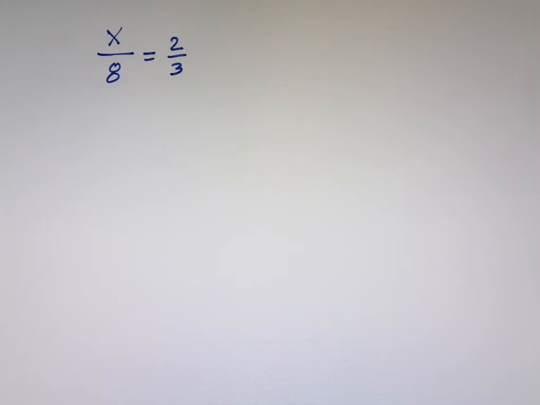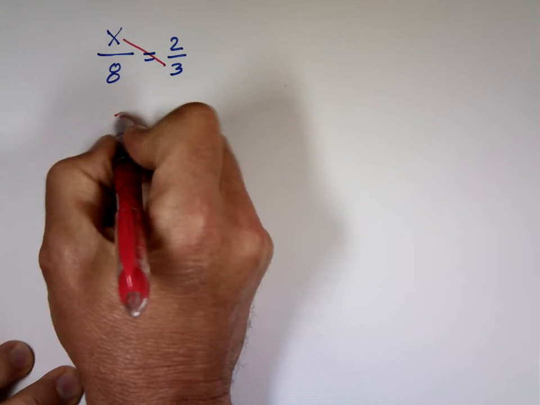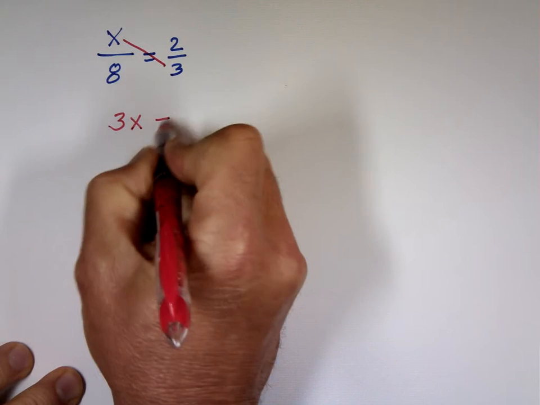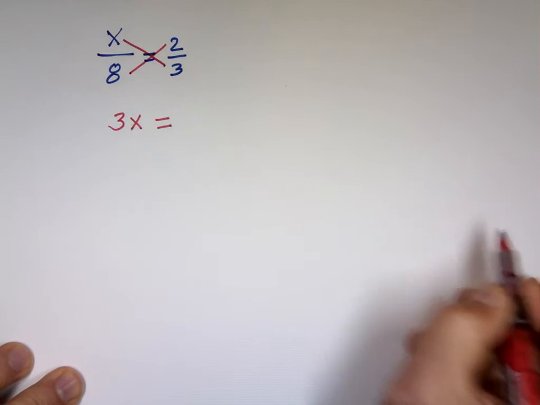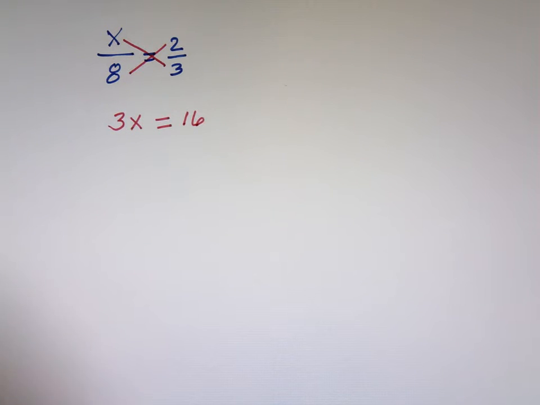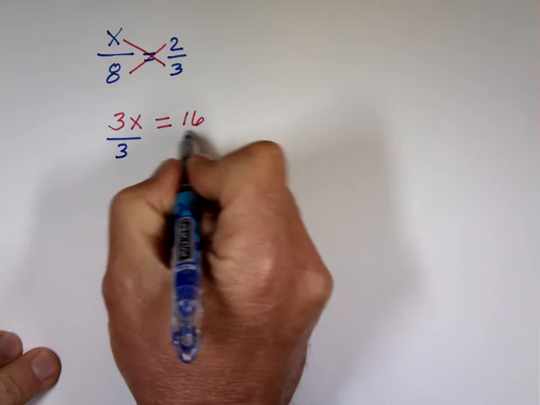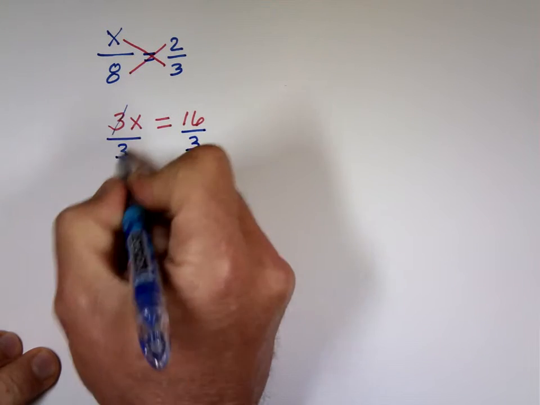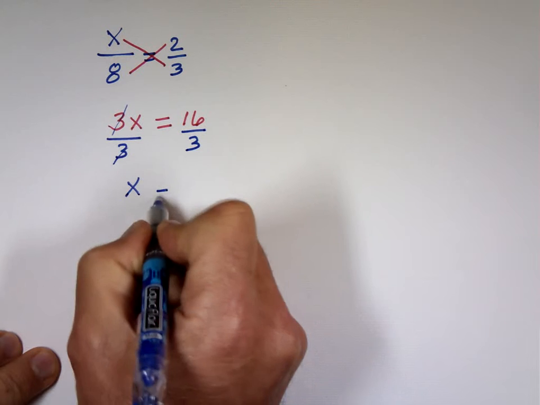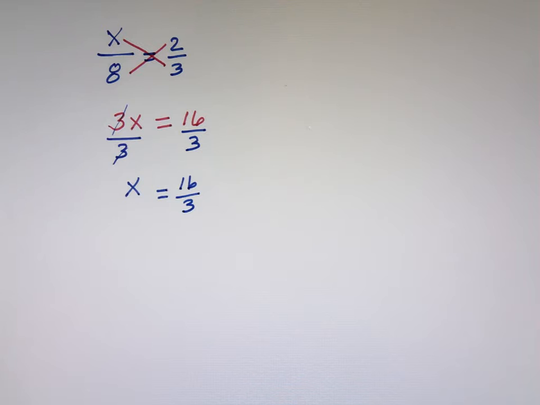And we do have one, it's called cross multiply. If you multiply this times that, x times 3, which is 3x, it must equal 2 times 8. What's 2 times 8? 16. Now, can you solve this for x? Sure we can. You have a multiplication. The opposite of multiplication is division. We're going to divide both sides by 3 to make it 1x, and x equals 16/3. And that's how we solve a proportion.